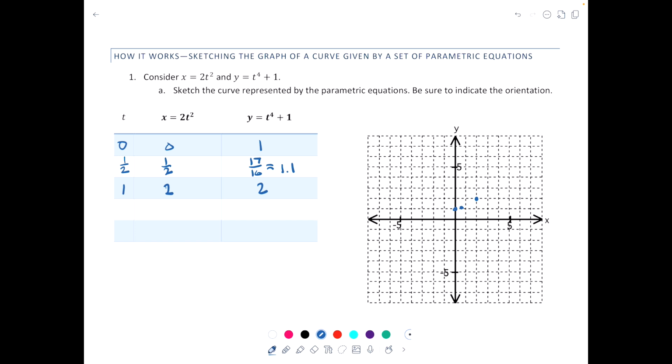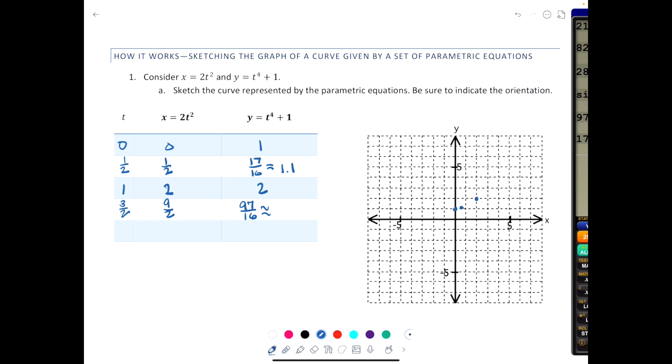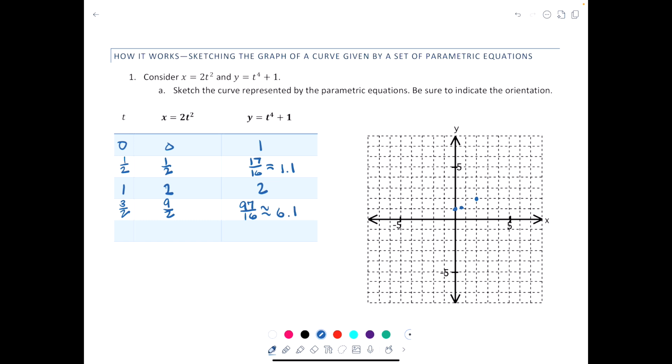And then we'll just get one more point. We'll do 3/2. And when I square 3/2, I get 9/4. So I'll end up with 9/2 once I multiply that by 2. And then 3/2 to the fourth power is 81/16. And when I add 16/16, I'll get 97/16, which is approximately 6.1-ish. Cool so far? Awesome.